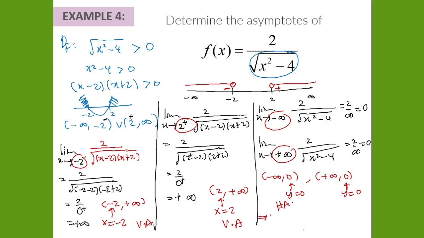Therefore, we have two vertical asymptotes, x is equal to negative 2 and x is equal to 2, and one horizontal asymptote, y is equal to 0. Okay, that's all for example 4.